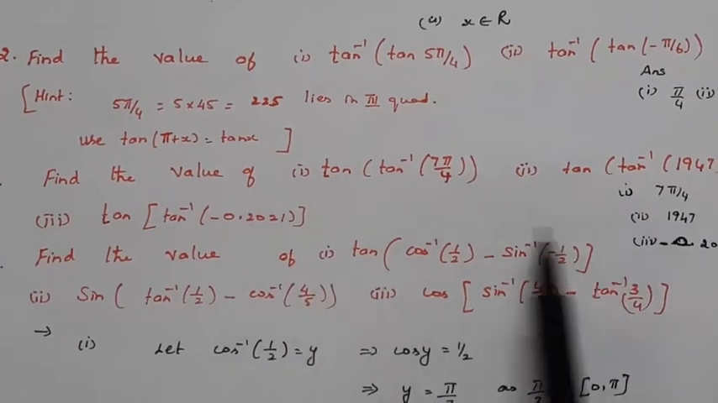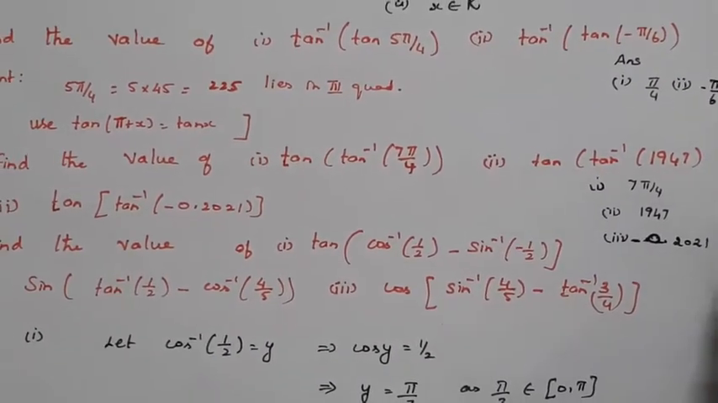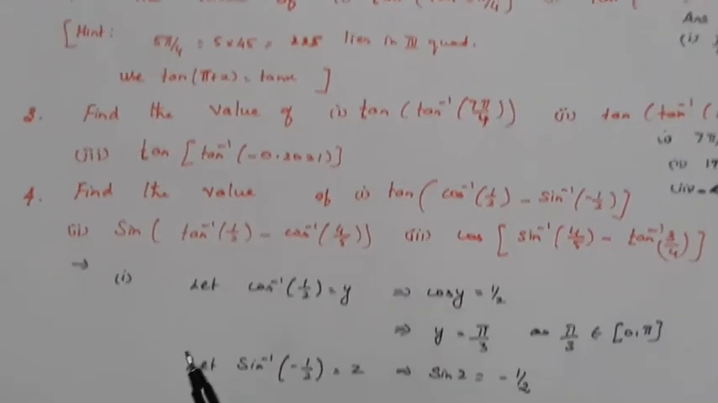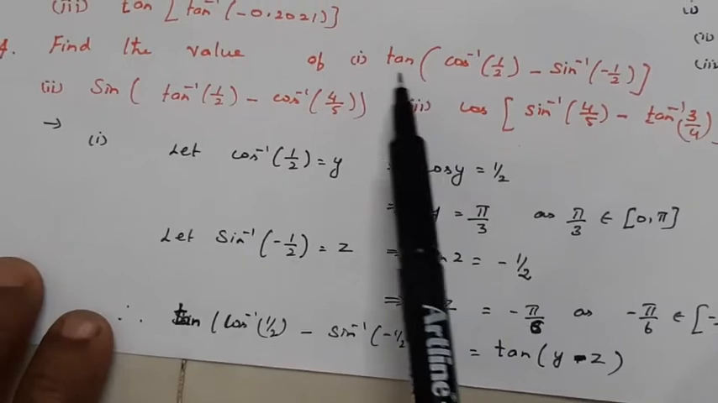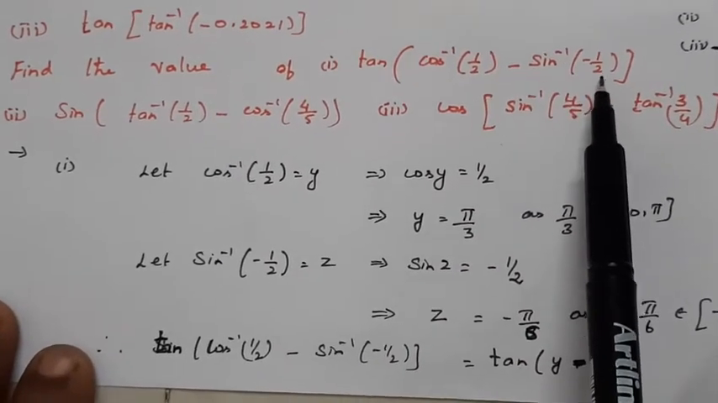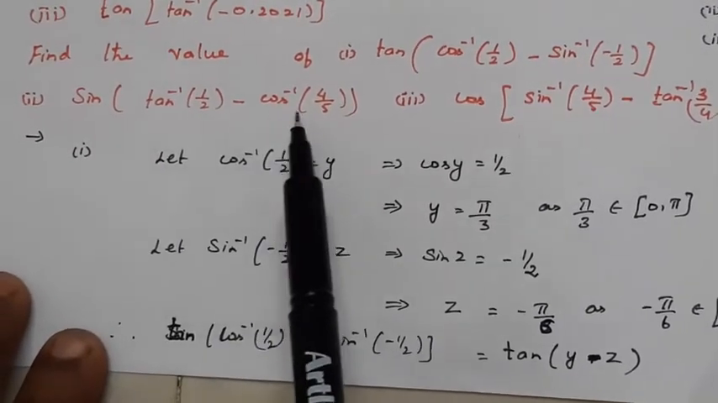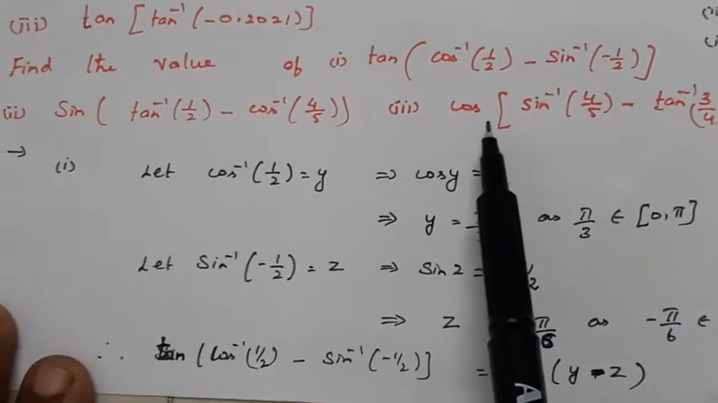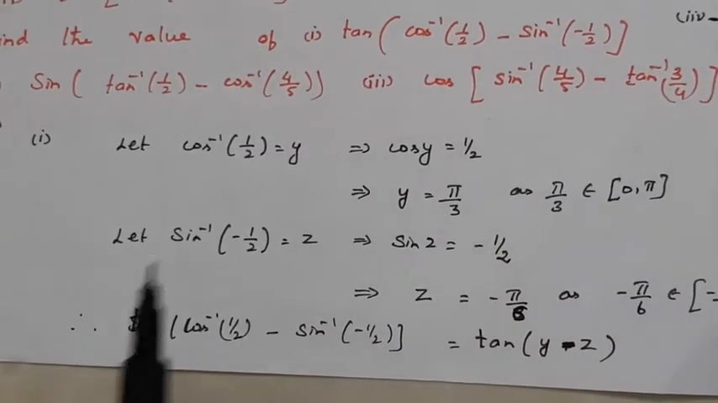Very simple problem, and you can verify whether your answers are correct as I have given the answers by the side. Okay. Then coming to the fourth one, find the value of: first subdivision is tan of cos inverse of 1 by 2 minus sin inverse of minus 1 by 2. Second subdivision is sin of tan inverse of 1 by 2 minus cos inverse of 4 by 5. And third one is cos of sin inverse of 4 by 5 minus tan inverse of 3 by 4.